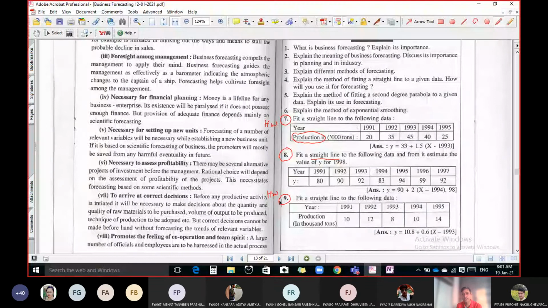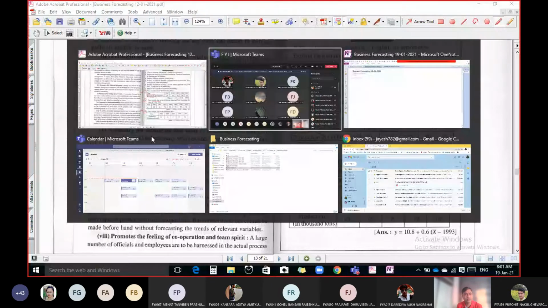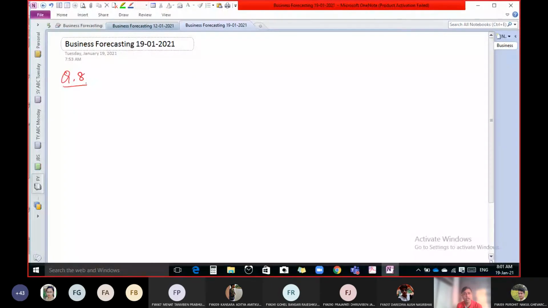The question is fit the straight line to the following data. So what we have to do in exam, question number 8, you have to start like this.